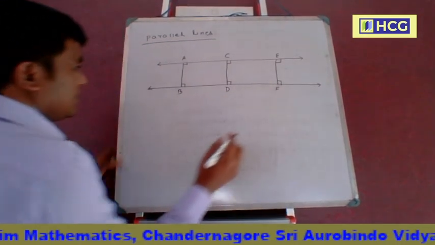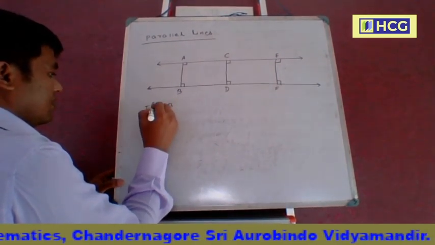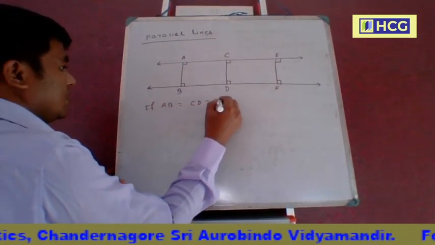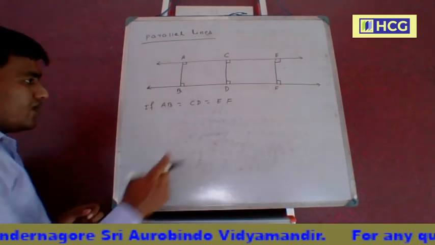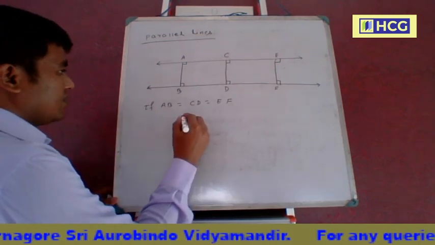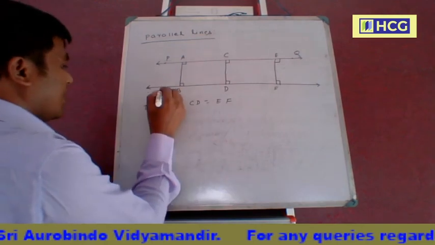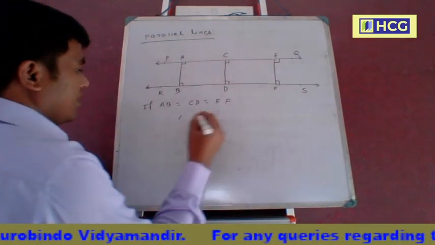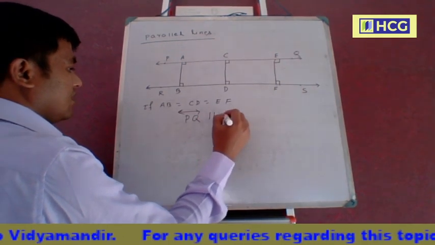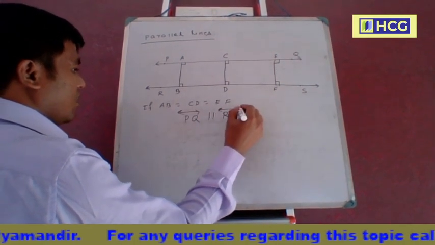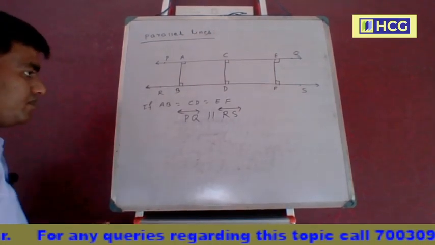If the perpendicular distances are equal, if AB equals CD equals EF, then we can say that these lines, this line PQ and this line RS, PQ and RS are parallel. This is the symbol of parallel lines, PQ parallel to RS.